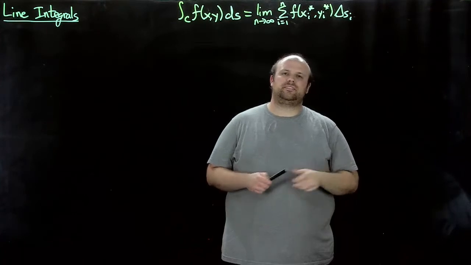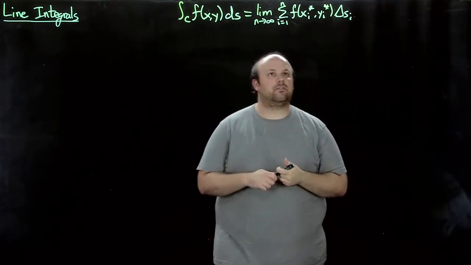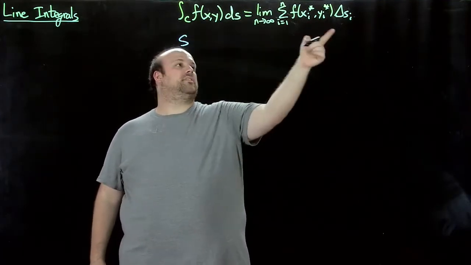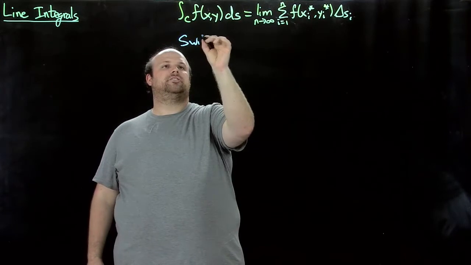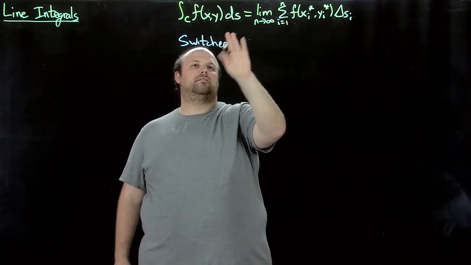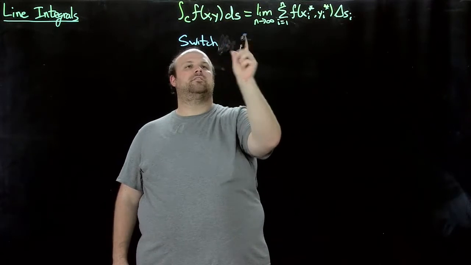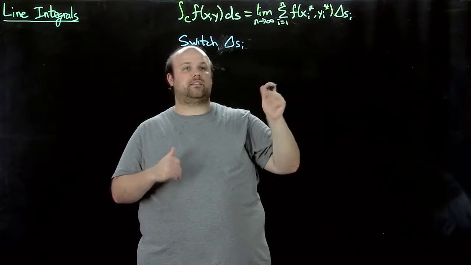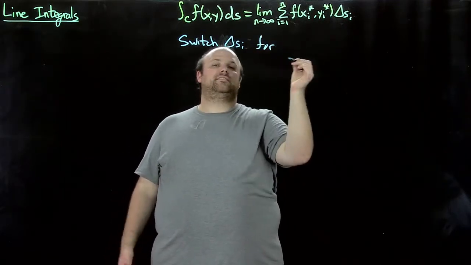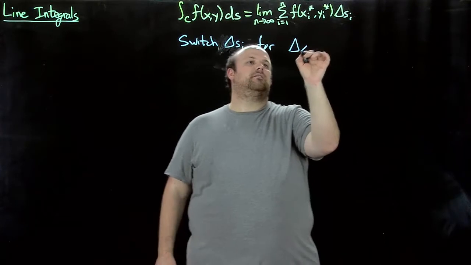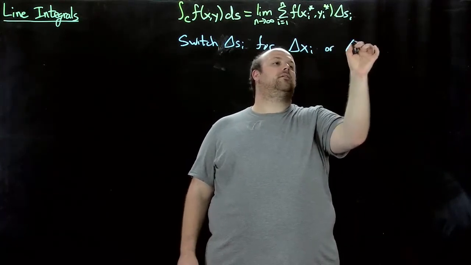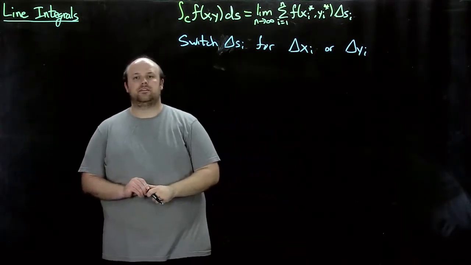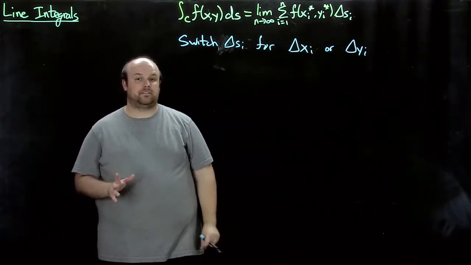But now, what if, for these segments of the curve, instead of keeping track of this delta s_i, we switched, so instead of keeping track of the change in the length on the curve, we instead just keep track of, well, how does the x value change? Or how does the y value change? Right? Now notice there's a key difference here.